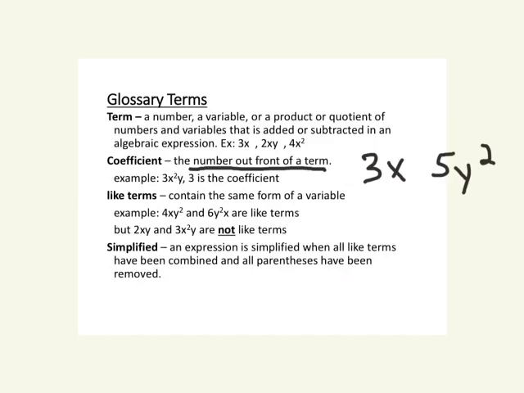Like terms, this is a phrase you're going to hear us use throughout the year. Like terms are two terms that contain the exact same variable. It must be the exact same variable. So as you can see below with the examples, 4xy squared and 6y squared x are like terms because they have the same variable, an x and y squared. 2xy and 3x squared y are not like terms. The one on the left has xy. The one on the right has x squared y. So like terms are two terms that contain the same exact variable.